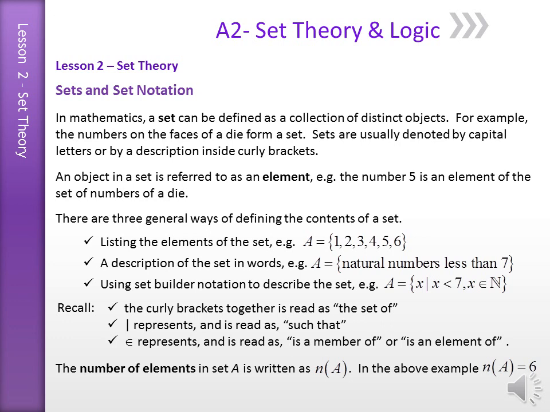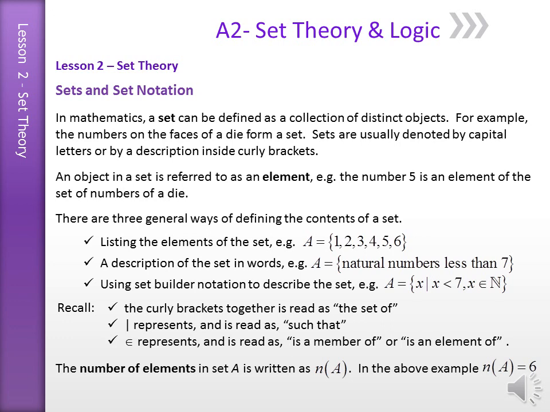An object in a set is referred to as an element. For example, the number 5 is an element of the set of numbers of a die. There are three general ways of defining the contents of a set. First, by listing the elements.